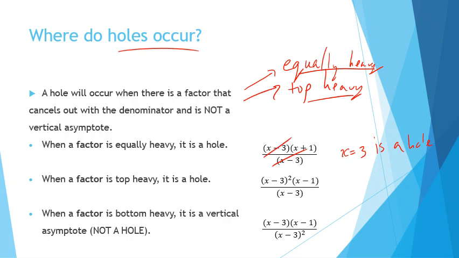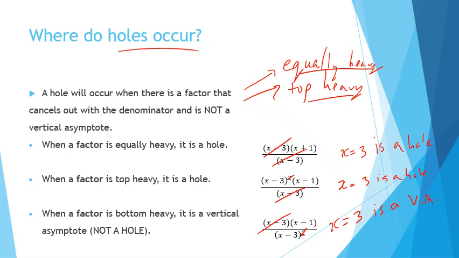Easy. When it's top heavy here, x equals 3 would be a hole. You can cancel it out with the one in the numerator. There's still one left over, but that's not giving us any domain errors, right? Now when it's bottom heavy, here x equals 3 is not a hole. It's a vertical asymptote. You can't cancel it out, and that still gives you a domain error, so it becomes a vertical asymptote. So just know when it's equally or top heavy, that factor is a hole. When it's bottom heavy, it's a vertical asymptote.